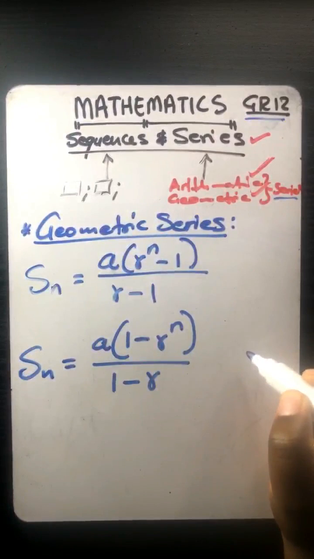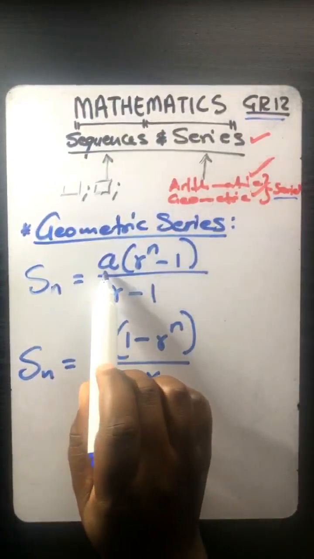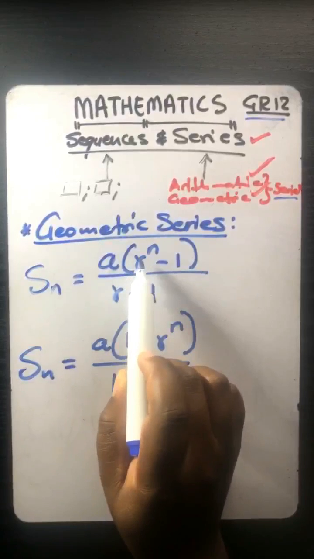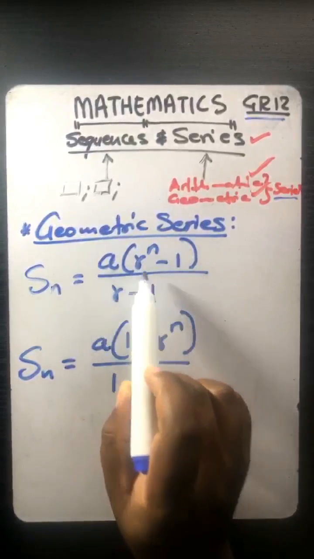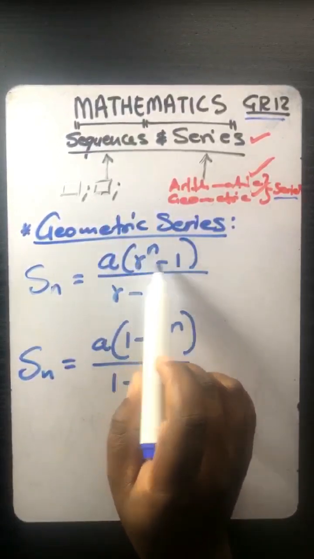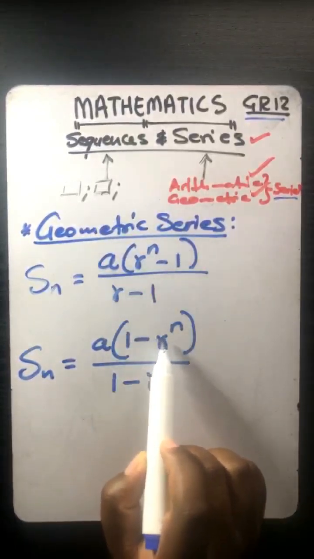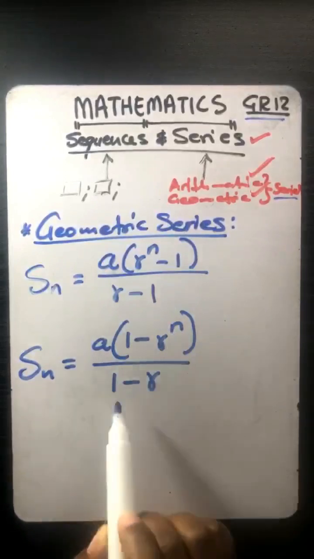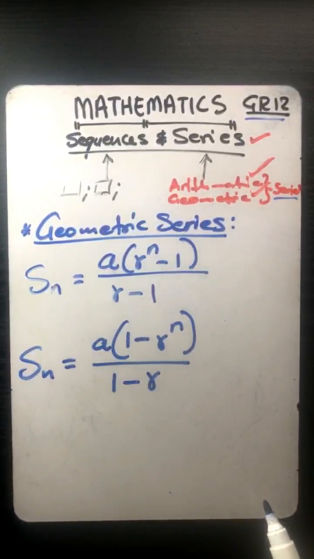But now, what are the differences between these two formulas? On the first one we're having a into r to the exponent n minus 1, and also the bottom is just r minus 1. So this one starts with r to the n minus 1 over r minus 1. But this one starts with 1 minus r to the exponent n over 1 minus r. Hey, but now, how are you going to know which formula to choose?